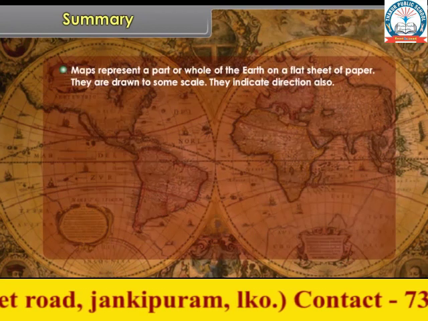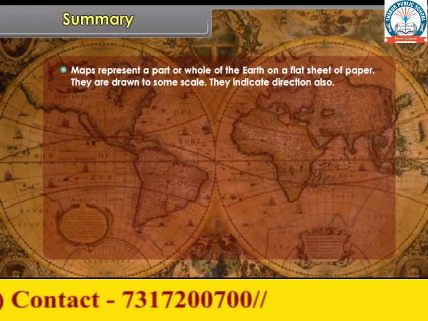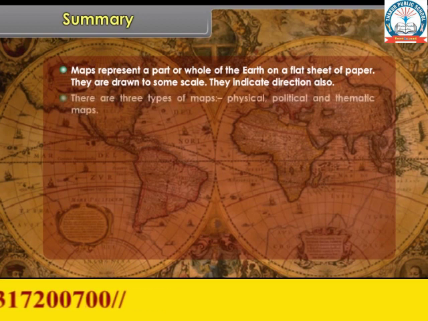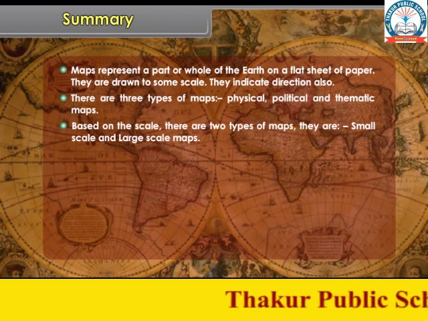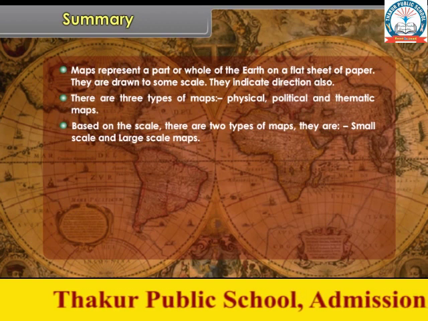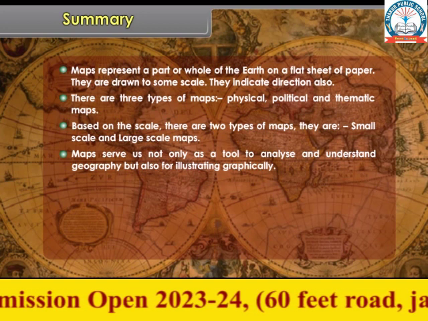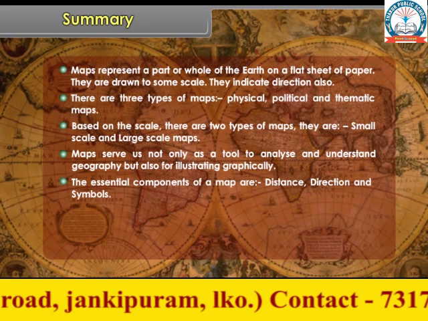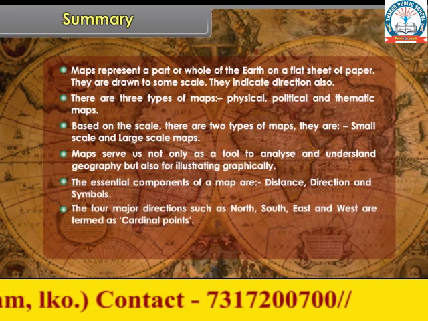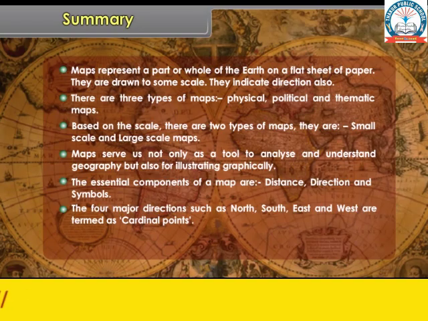Summary. Maps represent a part or whole of the earth on a flat sheet of paper. They are drawn to some scale. They indicate direction also. There are 3 types of maps: physical, political, and thematic maps. Based on scale, there are 2 types of maps. They are small-scale and large-scale maps. Maps serve us not only as a tool to analyze and understand geography, but also for illustrating graphically. The essential components of a map are distance, direction, and symbols. The 4 major directions such as north, south, east, and west are termed as cardinal points. Symbols.